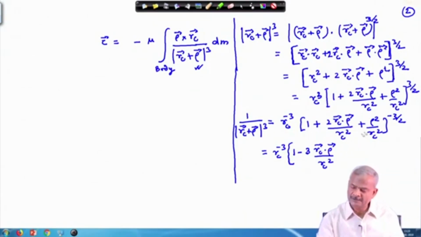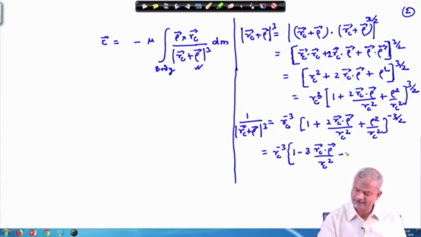So, these are the places where the mistake can occur. Here, once we are taking the binomial, I just wrote it plus, but it should be minus here. So, this is minus 3 by 2 rho square divided by R c square.